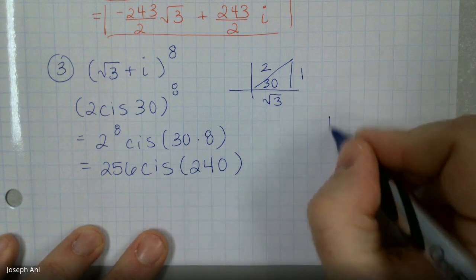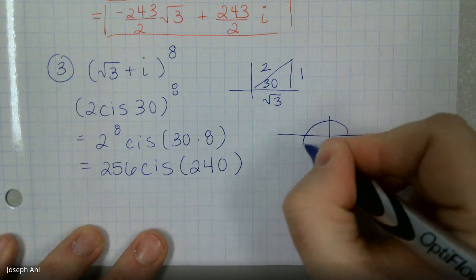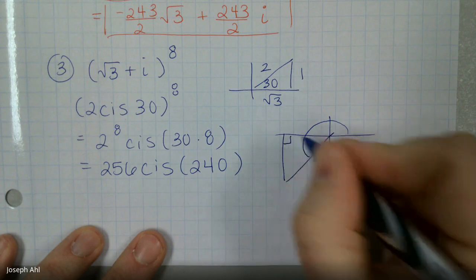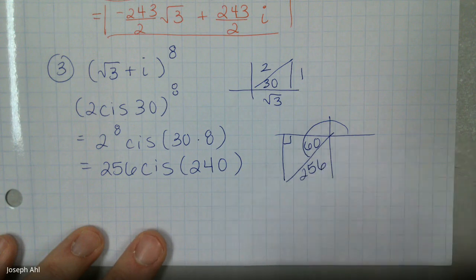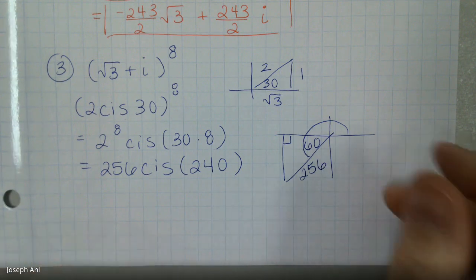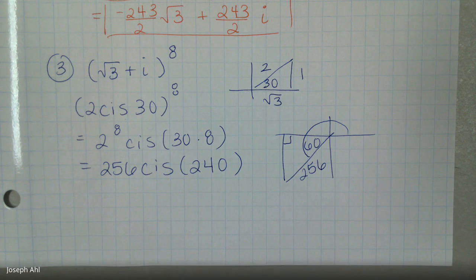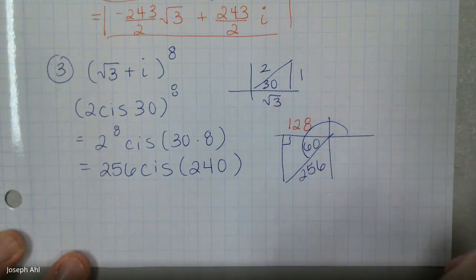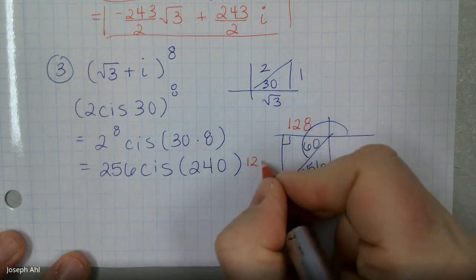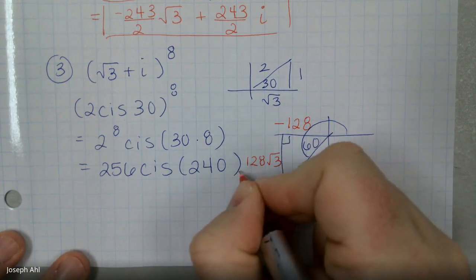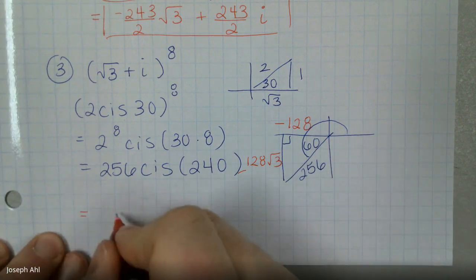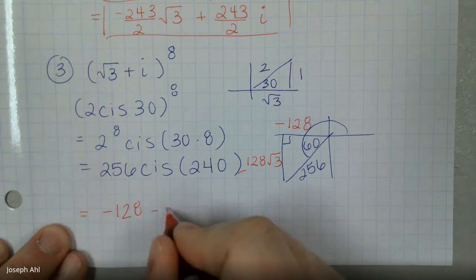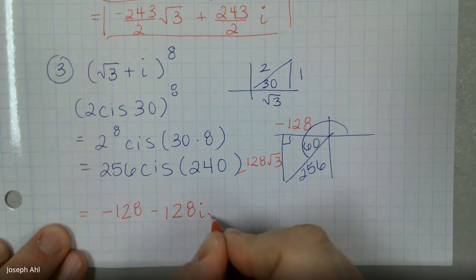So 240 is in quadrant 3, and the reference angle, if it's 240, is 60 degrees. 256 goes on the hypotenuse. Last step is then filling in the other missing sides. Across from 30 would be half of 256, which happens to be 128. Therefore, across from 60 is 128 radical 3. And finally, they just both need negatives because we're going left and we're going down. Final answer is negative 128 minus 128 i radical 3.